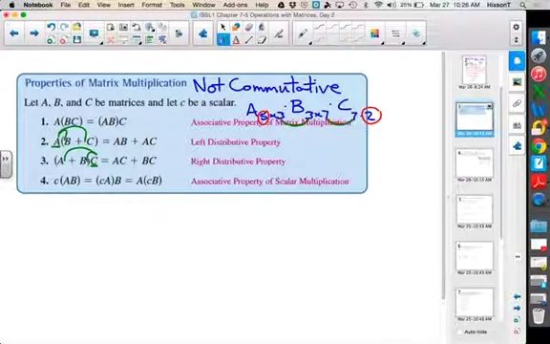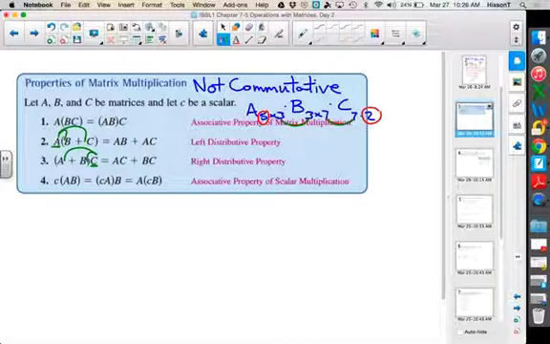Or if I did BC first, BC would give me a 3 by 2 matrix, and I can multiply a 5 by 3 matrix by a 3 by 2 matrix. In both cases, though, notice we'll get a 5 by 2 matrix at the end. Okay?